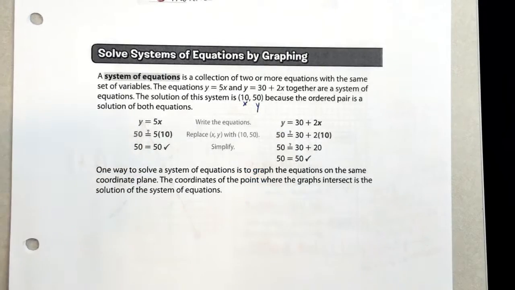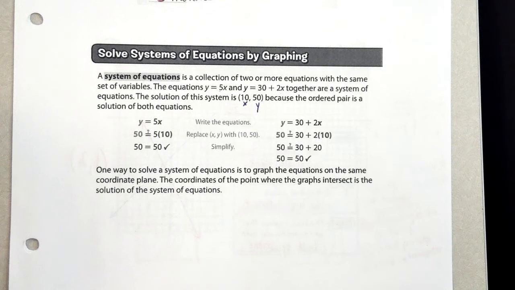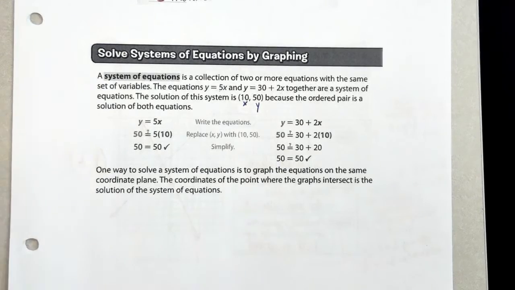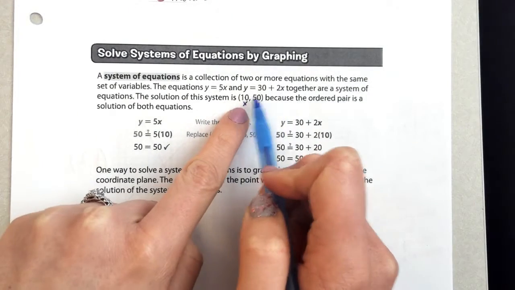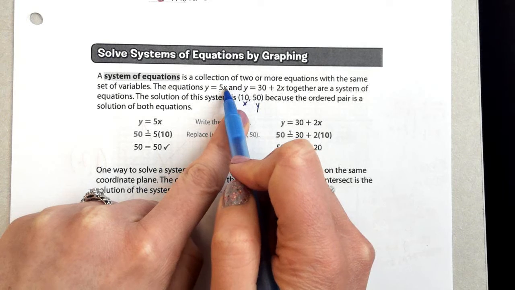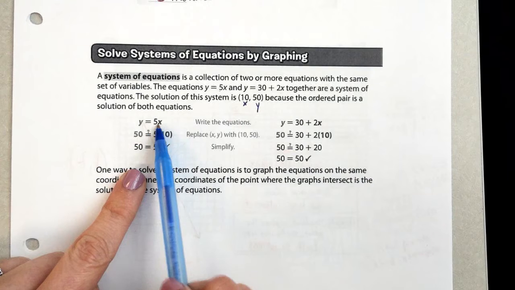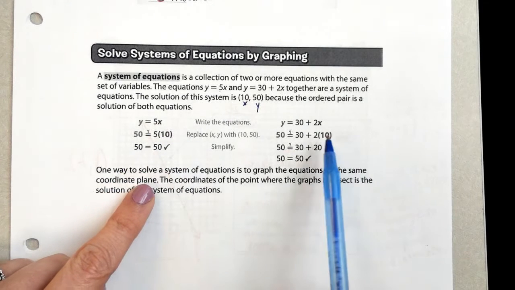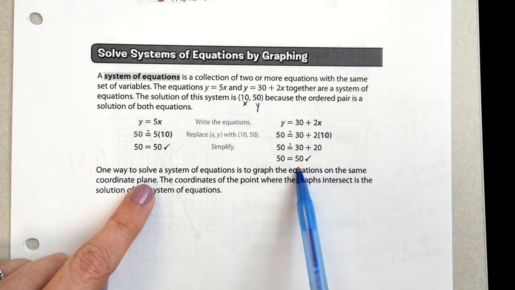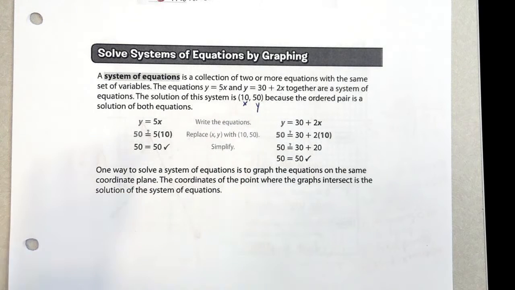Okay? So it says the equations y equals 5x and y equals 30 plus 2x together are a system of equations. The solution to this system is (10, 50), because the ordered pair is a solution to both equations. Meaning, if I plug 10 in for x on both of these, my y is both going to come out to be 50, and they prove that here. They plug the 10 in, 10 times 5 is 50, 10 times 2 is 20, plus 30 is 50.